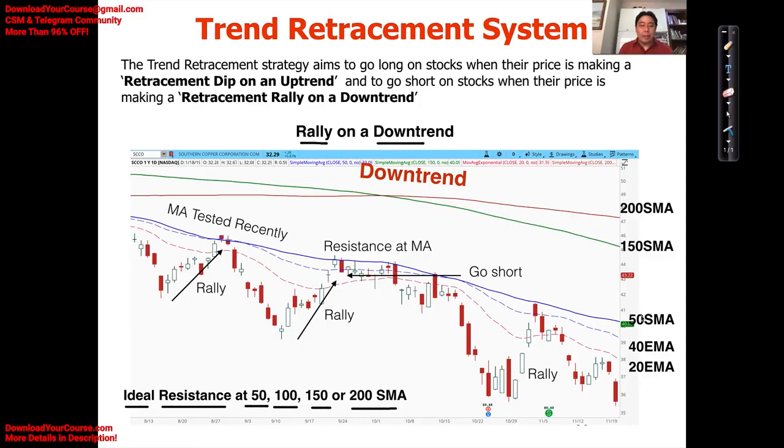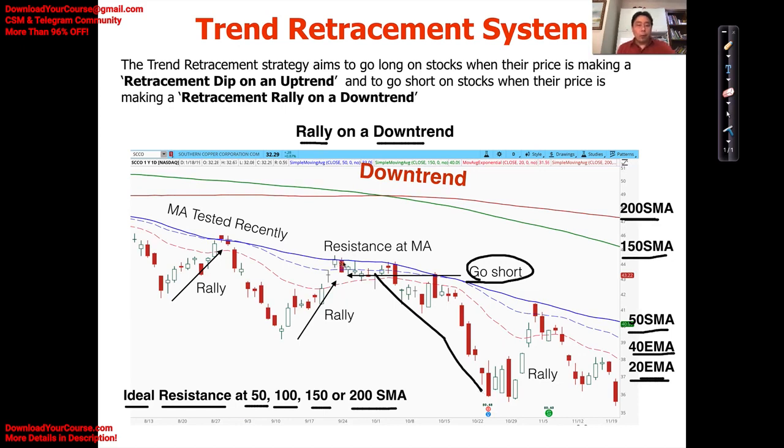Again, the moving averages are the same. Recall the downtrend, we've got a clear moving average sequence from the biggest moving average to the smallest moving average, right? We have got the 200 on top, the 150, the 50, the 40 and the 20. All in sequence, we've got lower highs and lower lows. So over here, the price rallies up and you can see it's hitting the resistance at the 50 moving average. So once it hits that resistance and it turns down, we want to go short.